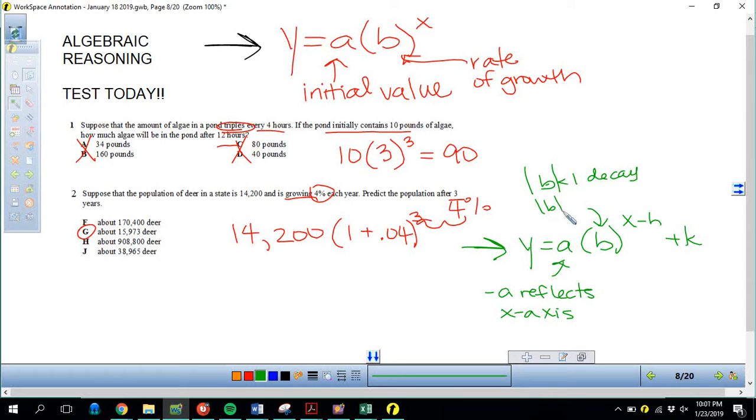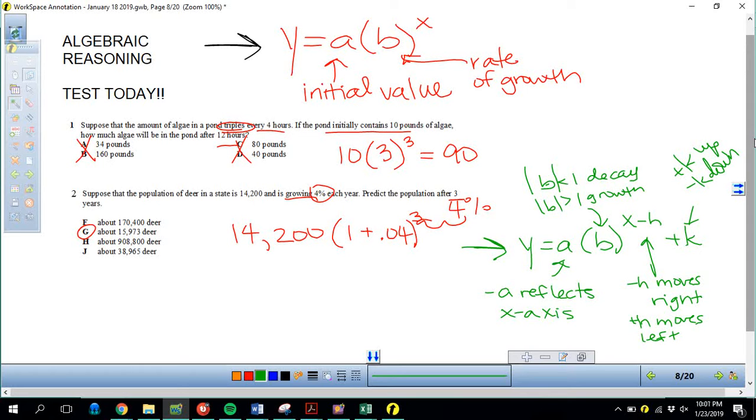Absolute value of b greater than 1 is going to be growth. You've got minus h, moves it right, plus h moves it left, plus k up, minus k down. Now remember your domain and range.